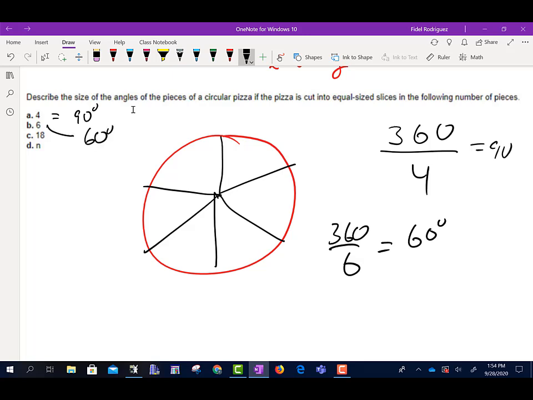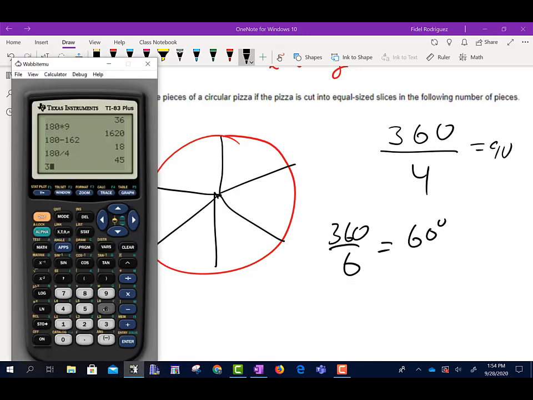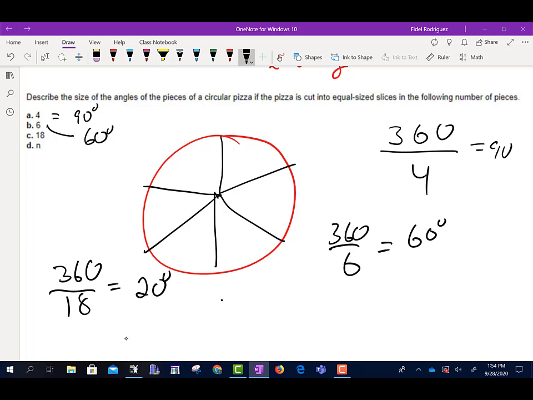60 degrees. Okay, so guys, instead of me drawing a pizza and cutting it up into 18 pieces for part C, aren't I just going to take 360 and divide it by 18? So 360 divided by 18 is 20 degrees. So this is for part C.